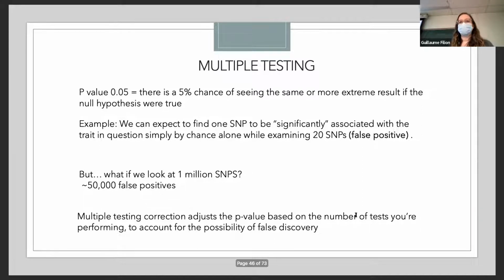Do we get that? Understand the importance of multiple testing? So there are lots of places in GWAS for false positives. Both the validation and the multiple testing are important to try to keep that number of false positives low.